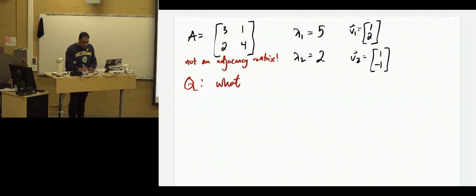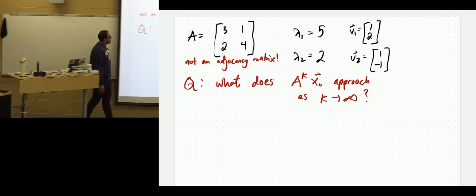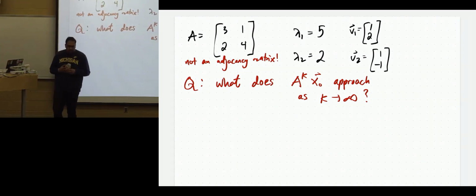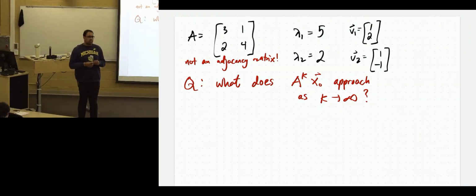Here's my question. What does A to the k times x0 approach as k approaches infinity? You know what? This is another opportunity that I want you to stop and discuss here.